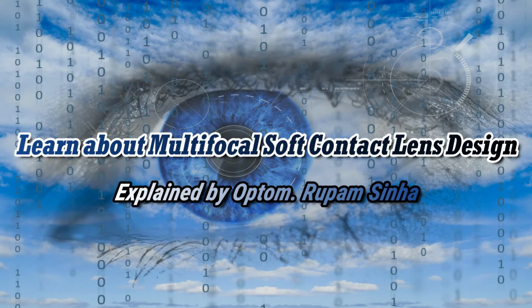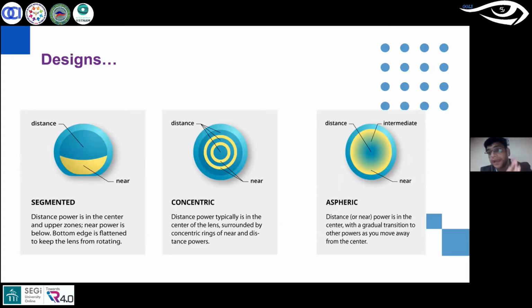Let us first understand what were the designs and how did multifocal contact lenses actually evolve. Initially it started with bifocal contact lenses, basically in an RGP design where you have this truncation at the bottom. And these were called segmented design. Why segmented? Because you can see a segment over here. So the top half was the distance and the bottom half was the near.